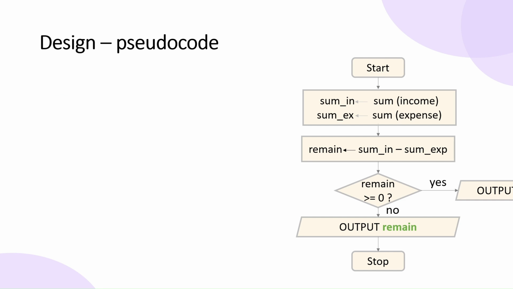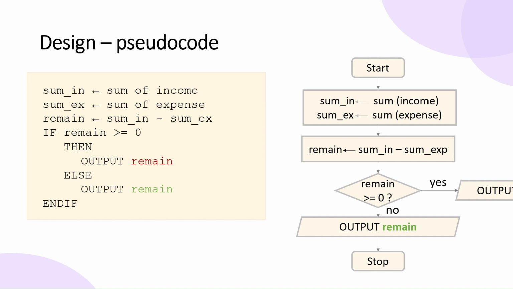The second method you can use to show your solution is called pseudocode. Let's leave the flow chart at our right-hand side. If you want to calculate the remaining money, you can write you want to store the sum of income and sum of expense into the sum in and sum x variable. Then you subtract the sum x from the sum in and store in the remain variable.